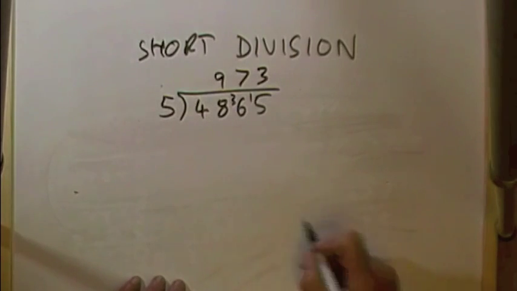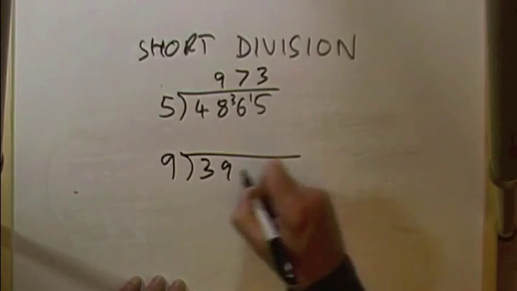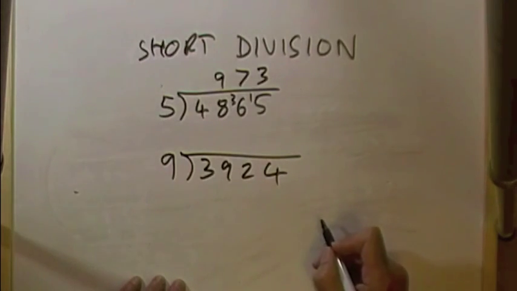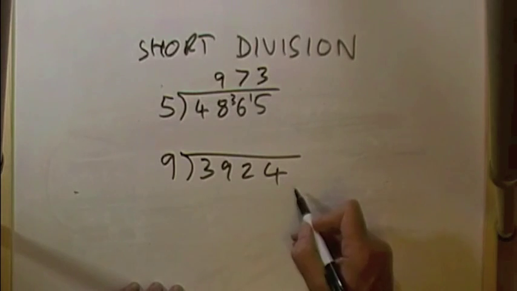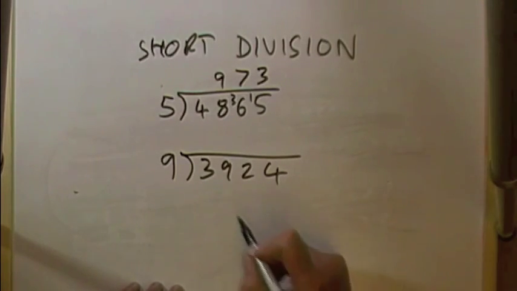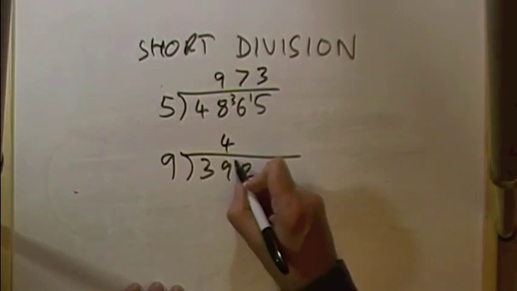Right, so something like 9 into 3, 9, 2, 4. Well, that's not a long division. It doesn't matter how long that is. I know my 9 times table. I know that 9 into 39 goes 4, because that's 36. And then there's 3 over.